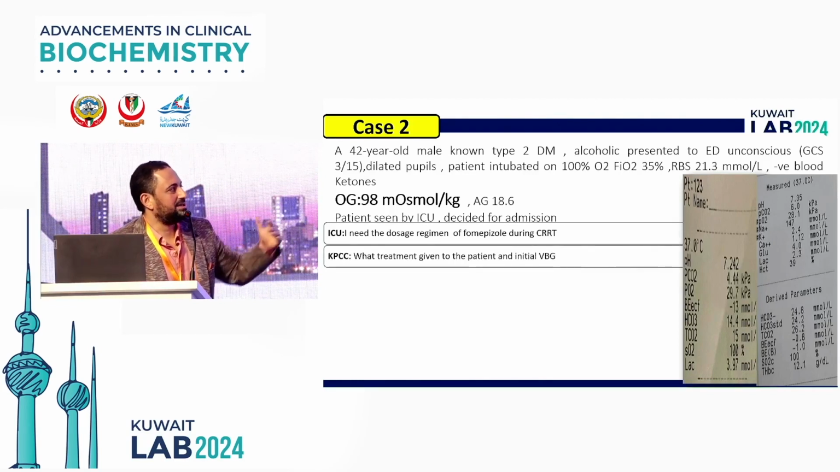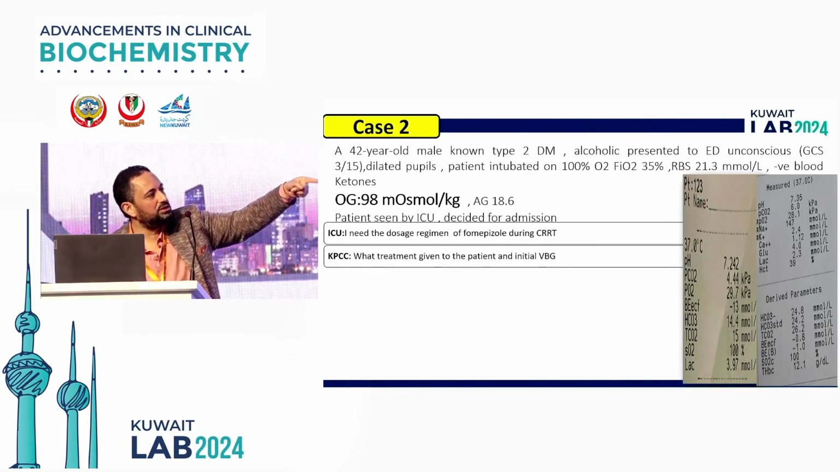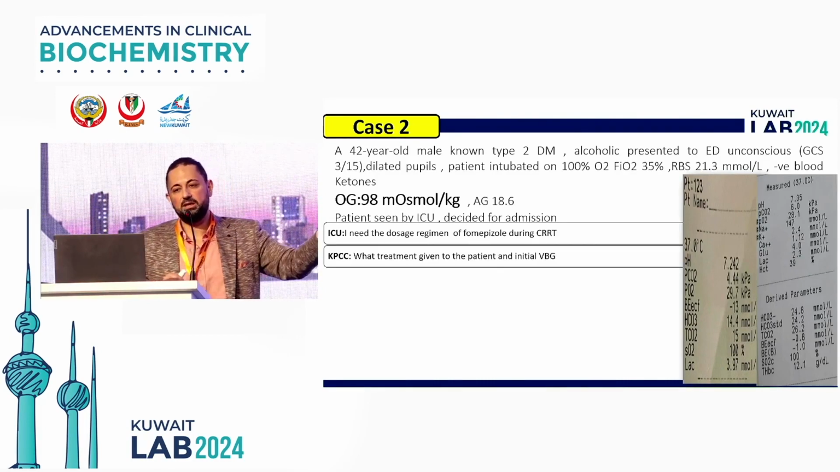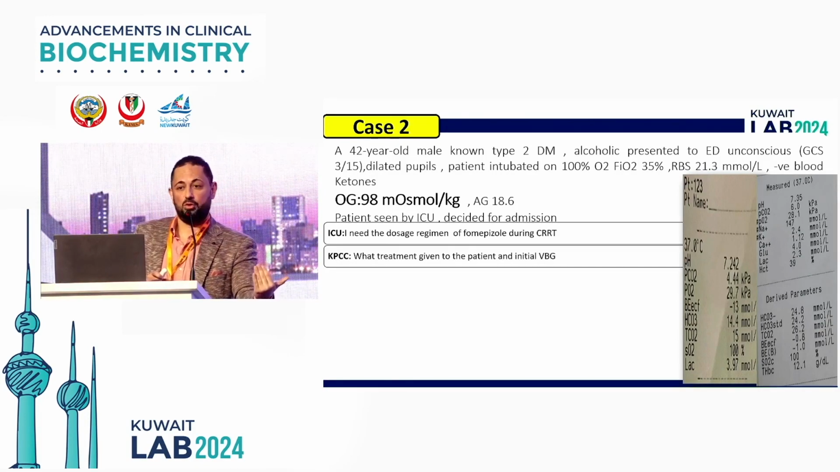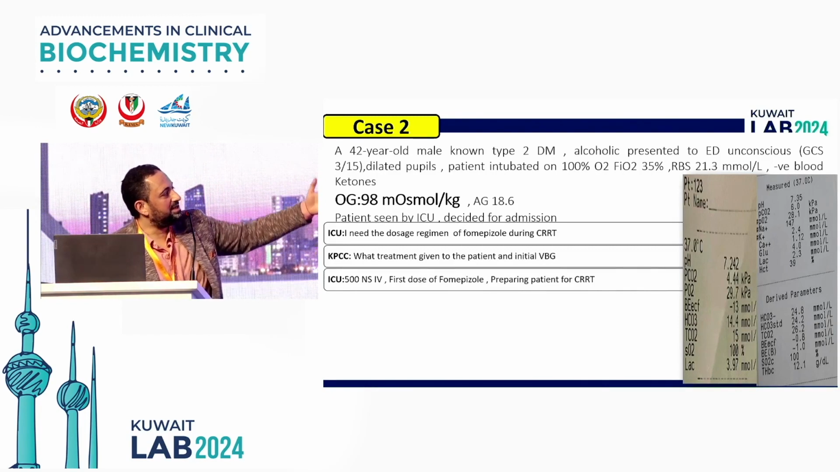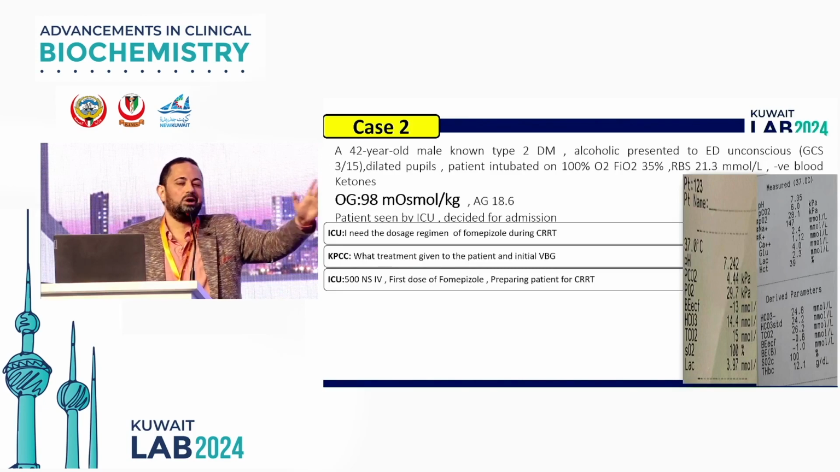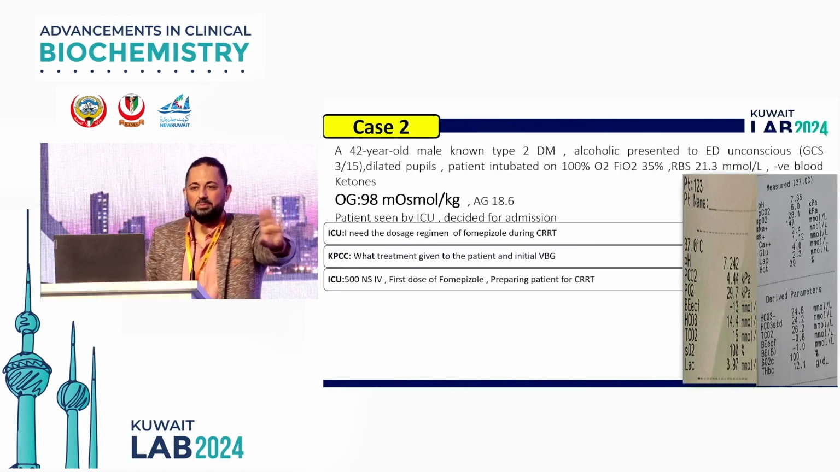At KPCC, I asked what treatment was given to the patient and what the initial VBG was. The initial VBG was not catastrophic. Based on my stethoscope and clinical experience, I'm suspecting it's not methanol, or at least there is no need to rush for hemodialysis or to give fomepizole at the moment. I advised him, and he said to me they just gave him 500 normal saline and the first dose of fomepizole. We are preparing for CRRT. The decision has been made.